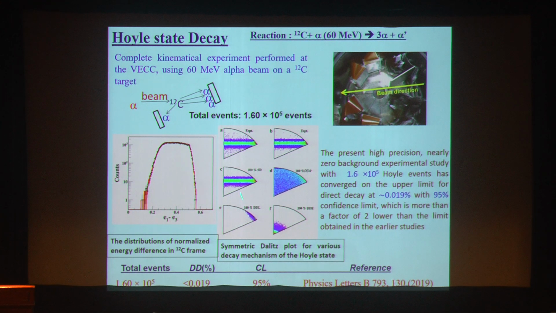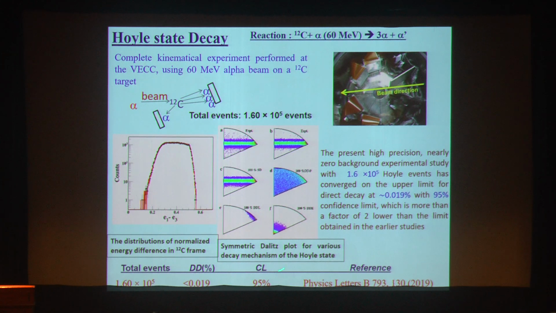So this is the symmetric Dalitz plot for the various decay mechanisms of the Hoyle state, and this is the sequential decay, which is the experimentally observed sequential type of decay. This is the DDL type decay, this is the DDE type decay, and this is the DD5 type decay. So most of the time it has been found that it is decaying through sequential decay only.